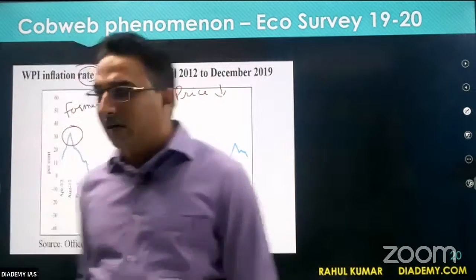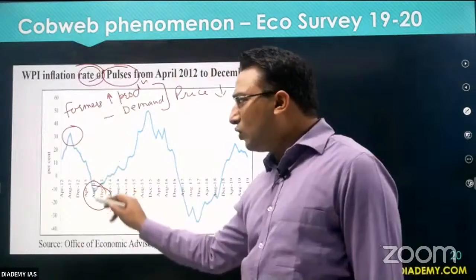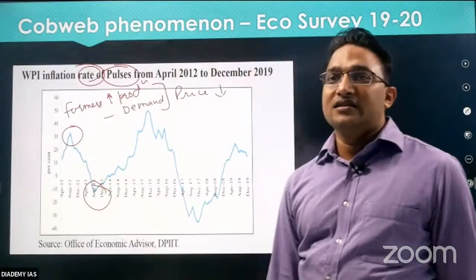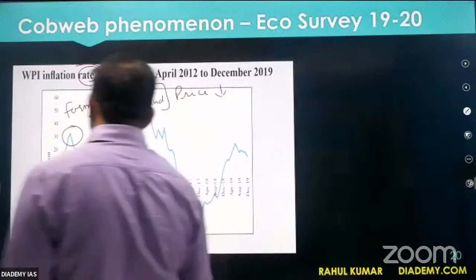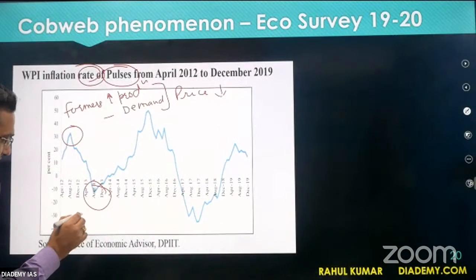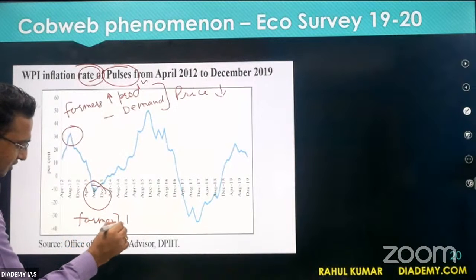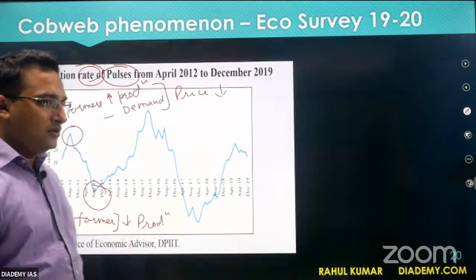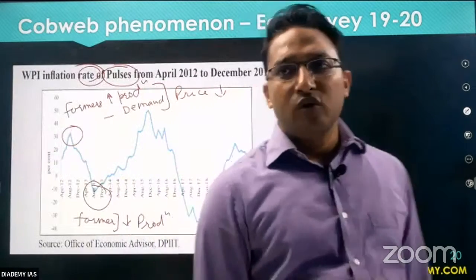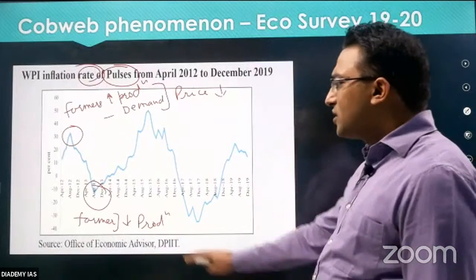So you can see in one year, there is an increase in the price. Next year, within one year only, there is a sudden decrease in the price. Now, when there is a sudden decrease in the price, again, what will happen? Again, the farmers will reduce the production in the next year. They will think that yeah, it is a wrong calculation. We should not produce pulses because the prices are very, very low, right? So they will reduce the production.